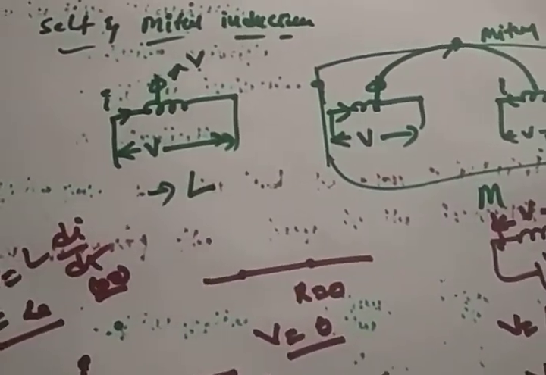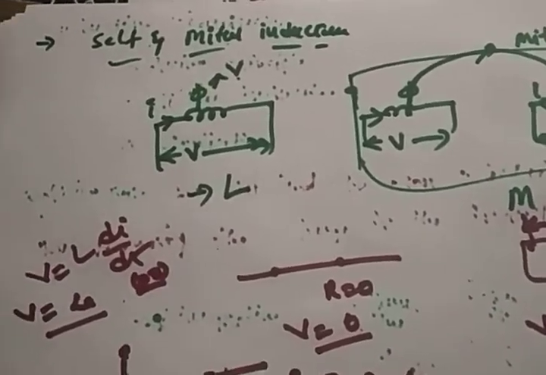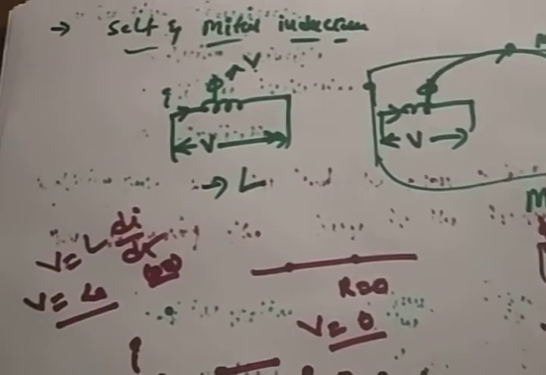So what is self-inductance? What is mutual inductance? What is the voltage across an inductor? Why can't we apply a DC supply to an inductor? These are the basic things every person should know. Alright. Now we will discuss the types of transducer.